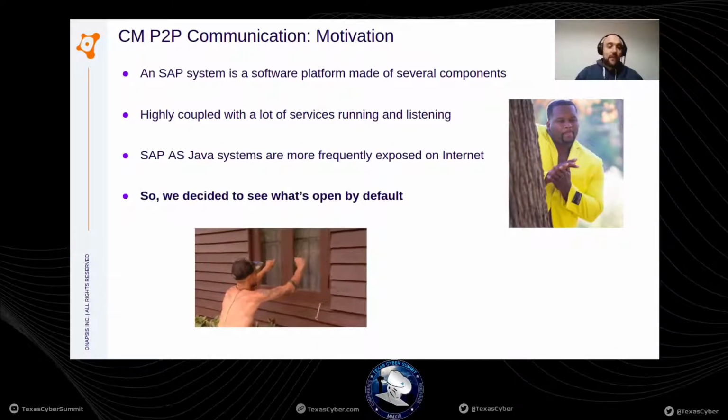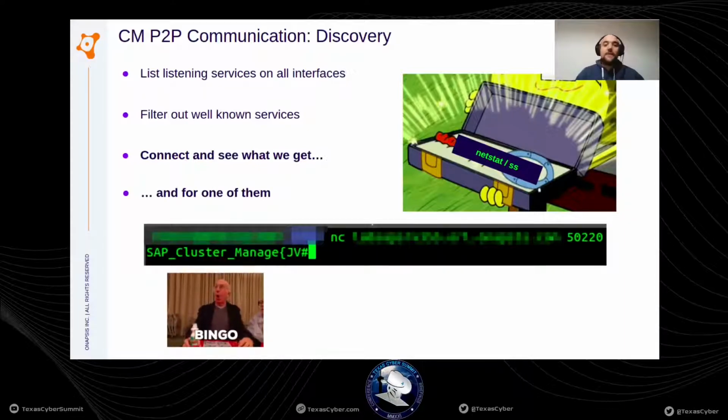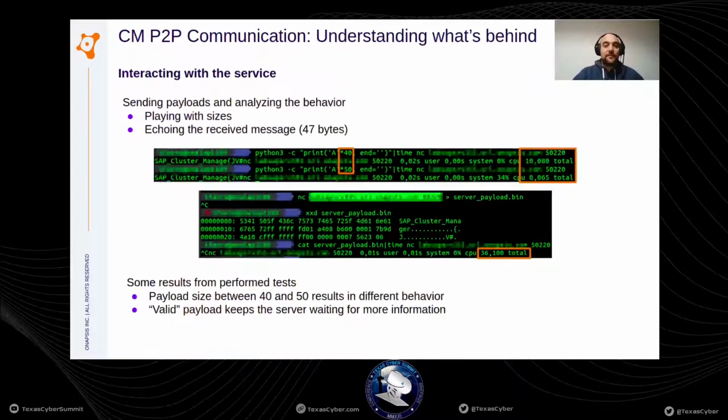So we decided to see what is open by default. With a list of services that have open ports and are waiting for connections on all interfaces, and filtering out those that we already know, looking for a fresh target, we established a connection with the remaining ones, and one of them gave us this SAP Cluster Manager banner. For us, it was quite new, and not a lot of documentation was available at that time.